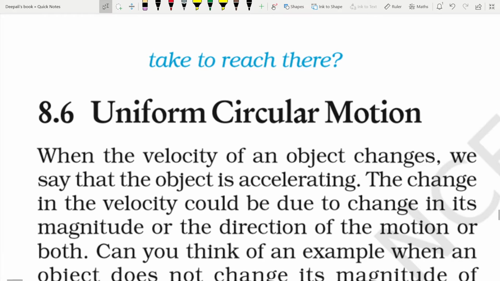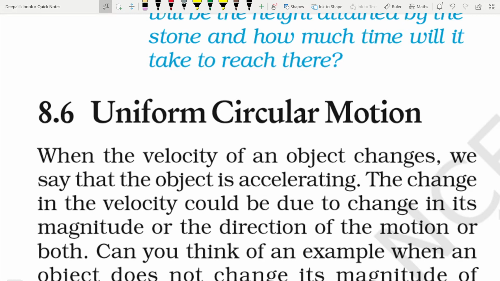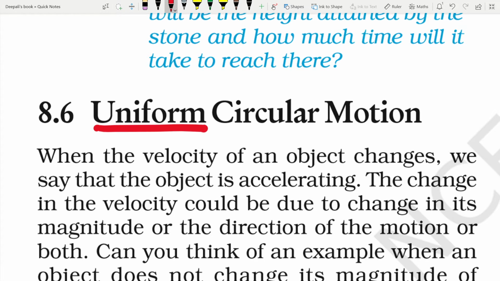Uniform circular motion. We are familiar with these three words very clearly. Uniform: something which covers the same distance in the same interval of time. Circular is around a round path or a circular path, and motion we already studied in the beginning of the chapter: change in position of an object with reference to time.